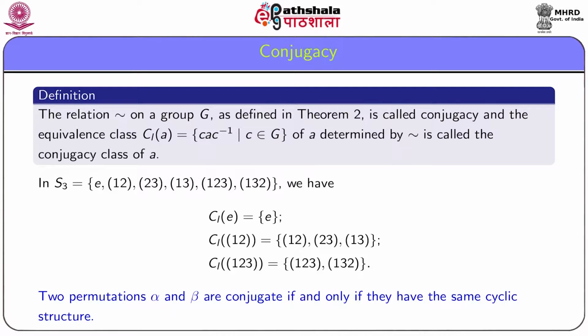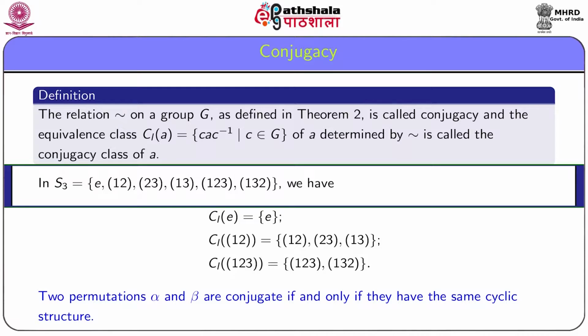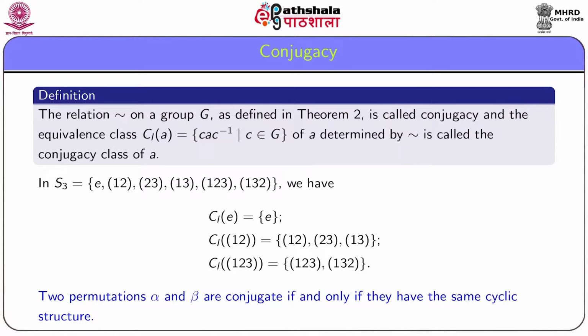In the following, we find the conjugacy classes of the elements in S3, the group of all permutations on 3 symbols. Recall the result that two permutations alpha and beta are conjugate if and only if they have the same cyclic structure. So it follows that all 2 cycles (1 2), (2 3), (1 3) are conjugate to each other, and the 3 cycles (1 2 3) and (1 3 2) are conjugates.